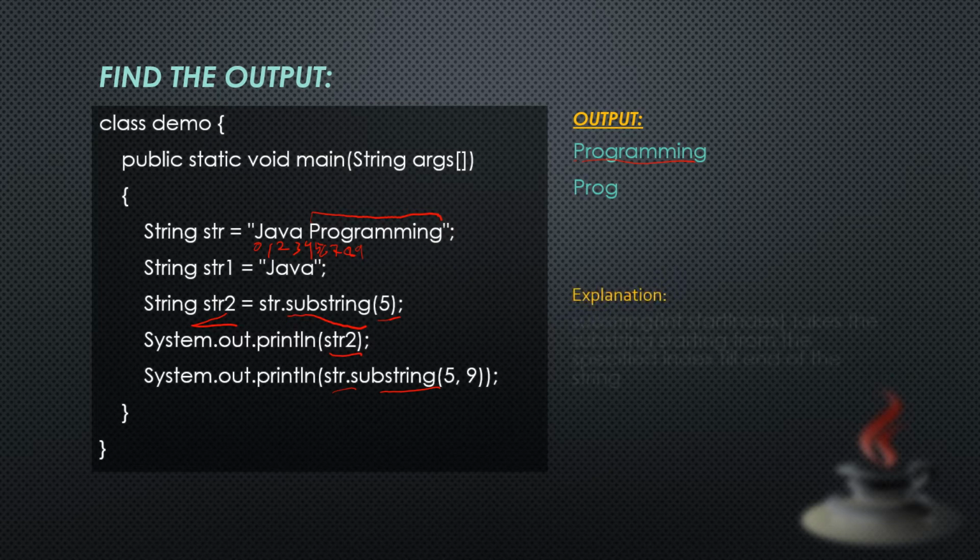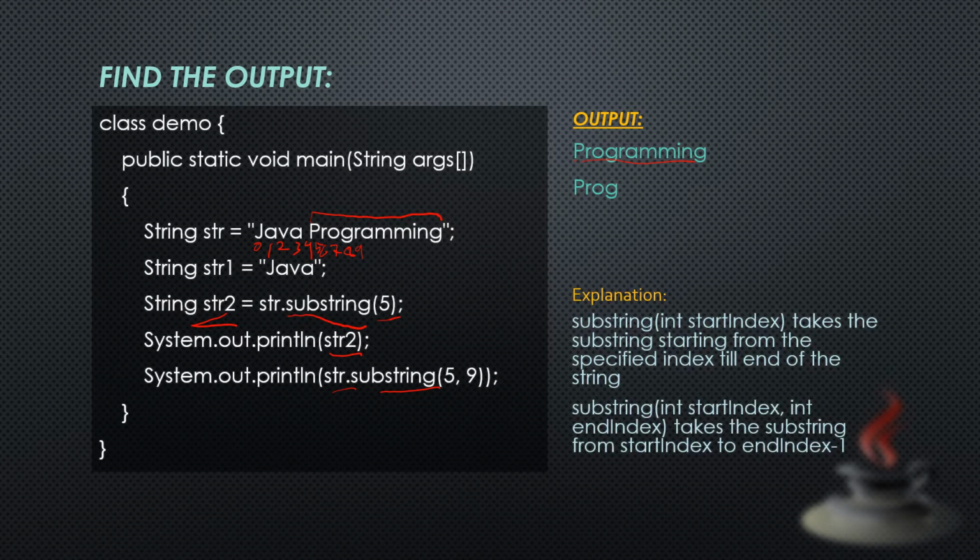So the explanation: if you use substring with a single integer argument, it represents the start index, and it takes the substring starting from the specified index till the end of the string. If you use substring with start index and end index, then it takes the substring from the start index to end index minus 1.